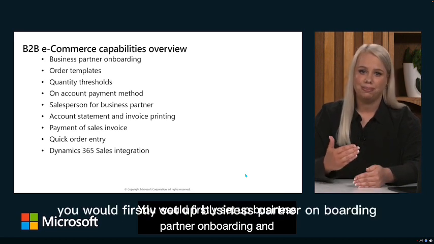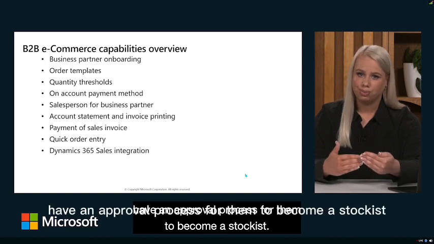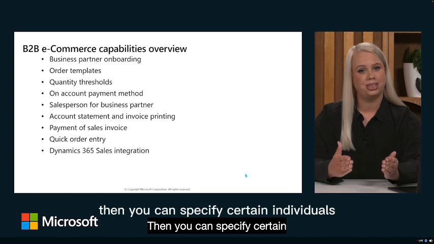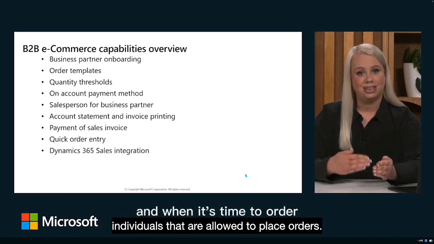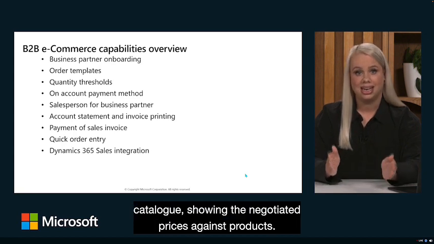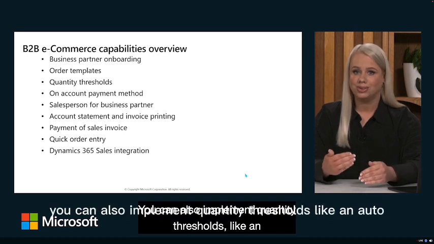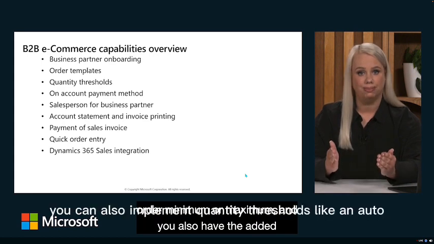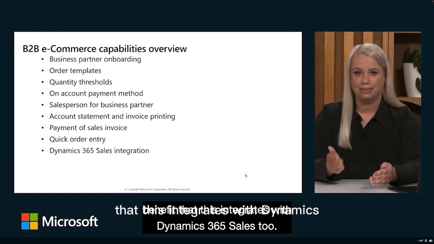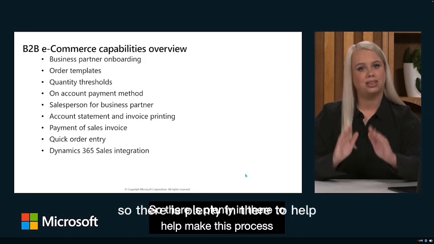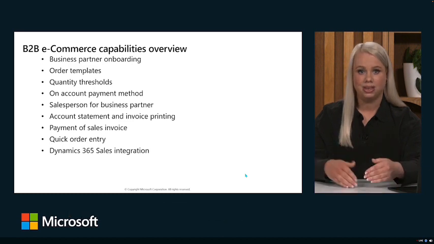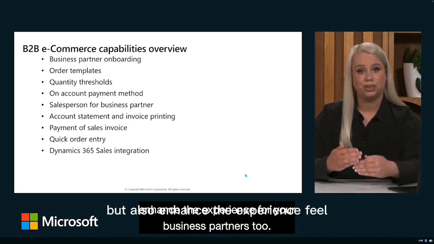You would firstly set up business partner onboarding and have an approval process for them to become a stockist. Then you can specify certain individuals that are allowed to place orders. And when it's time to order, they will view the product catalogue showing the negotiated prices against products. You can also implement quantity thresholds like an order minimum or maximum, and you also have the added benefit that this integrates with Dynamics 365 Sales too. So there is plenty in there to help make this process as efficient as possible for your business, but also enhance the experience for your business partners too.